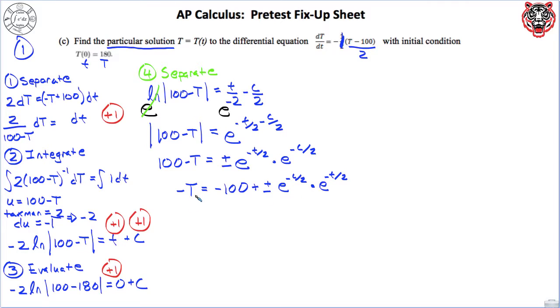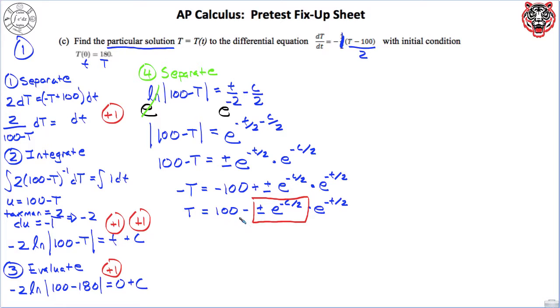And finally, I multiply everything by a negative. So now this is going to be t is equal to now a positive 100, and now this is going to be a minus a plus or minus an e to the negative c over 2 times e to the negative t over 2. And notice what we've done here. The reason that we've done all these tricks where we separate this e into 2 parts and then switched it is because now everything that we don't know is right here. We don't know what c was, and therefore we don't know what this whole part was, and we don't know if it's plus or minus. We have to choose one or the other every single time for the AP test.